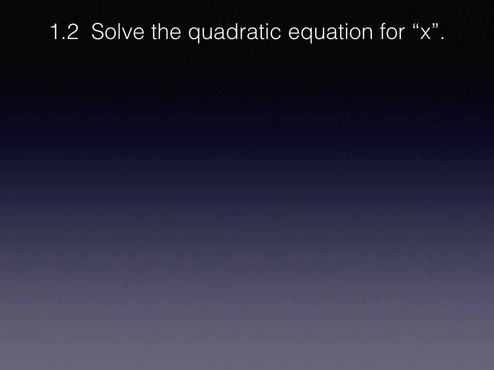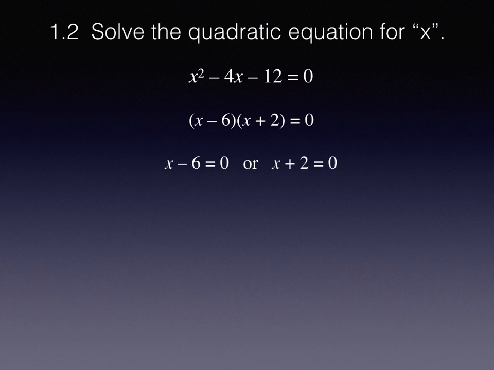In this example, we're asked to solve a quadratic equation. Here we're going to factor the trinomial into the product of two binomials. This is an Algebra 1 concept. And we use the zero product property. We set each binomial factor equal to 0 and solve each equation.